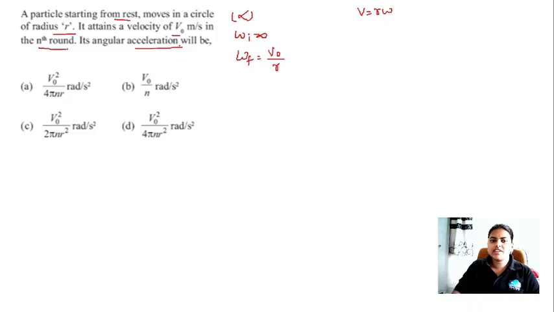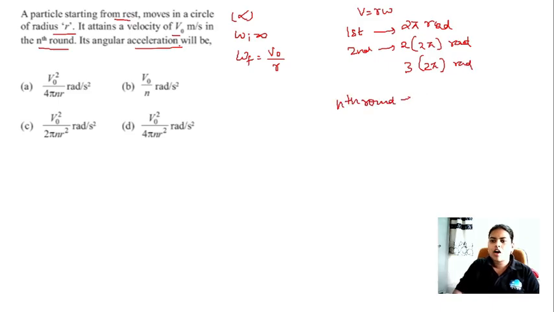And it is achieved in the nth round. So in the first round, 2 pi radian distance would be covered. In the second round, it would be 2 into 2 pi radian. In the third round, it would be 3 into 2 pi radian. So in the nth round, how much angular distance would be covered? It would be n into 2 pi radian. So we have omega initial, omega final, and we have theta, which is 2 pi n.